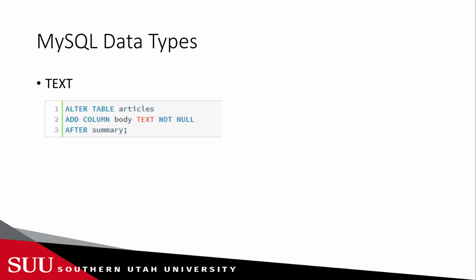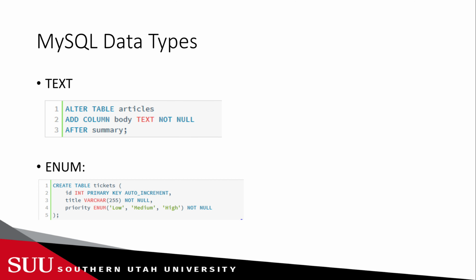Now for text, I'm using it in an alter table, but this is what you need to know. This is the column name, body, and then this is the data type, text. Now what does not null mean? Not null means I'm not allowing you to give me a null value for this column. So this means this column is required because I'm not allowing null values.